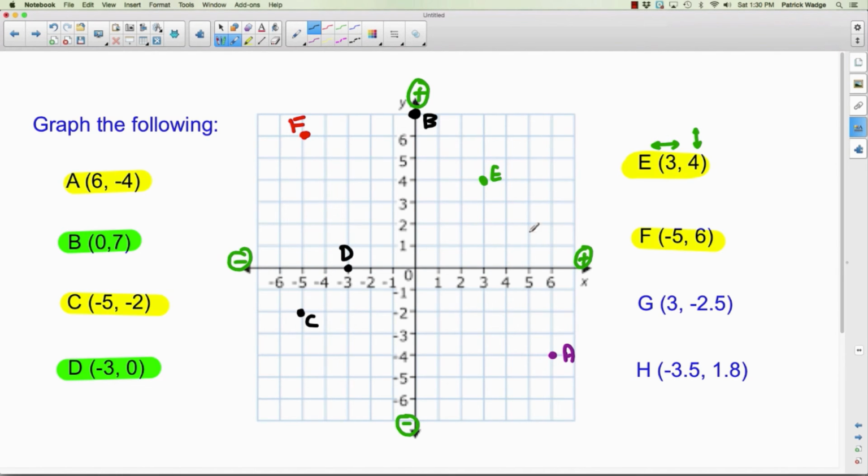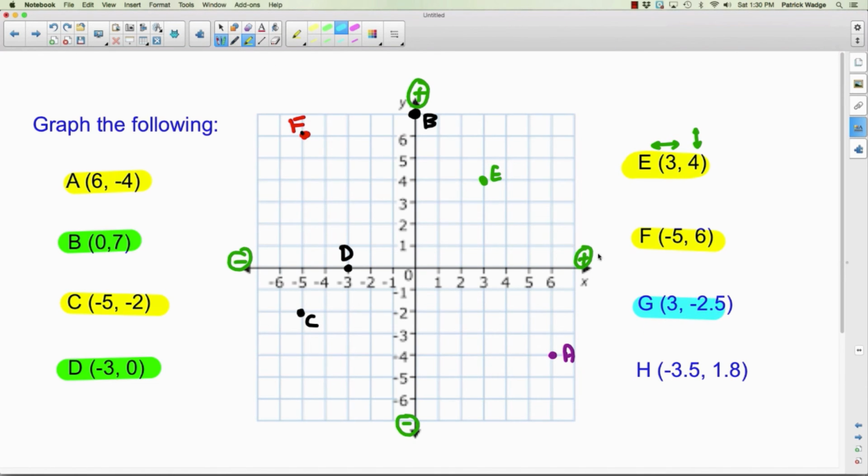Now, so far all the points we've done, I call them pretty points. It's not really what they're called, but I call them pretty points because they're right in the intersection of 2 lines. I can put the point exactly where they go. But you can also have points in the middle of nowhere like this. These are not pretty points. Remember, that's just my term. So we're going to do G and then H.